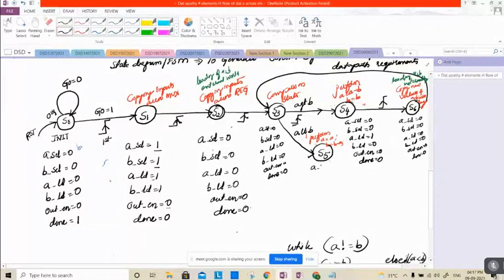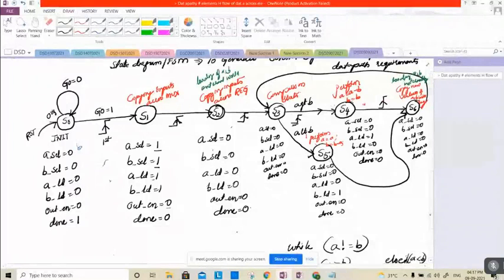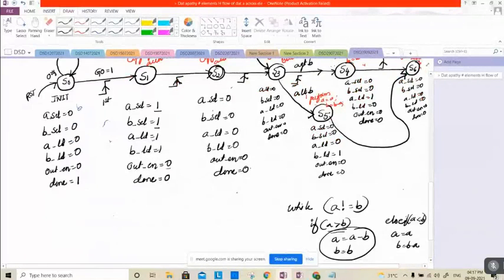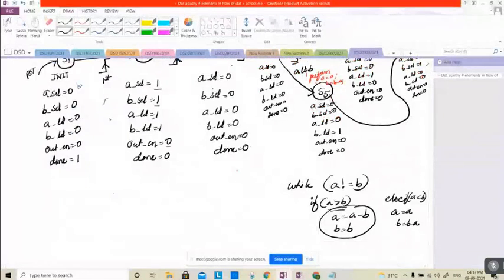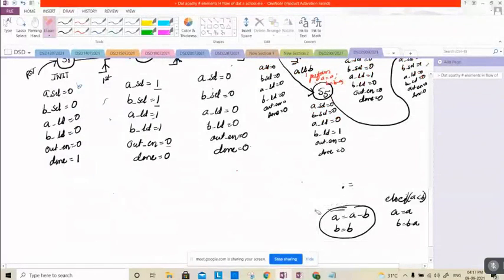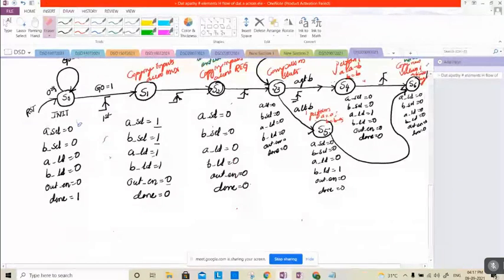Fine. So A selection will be equal to 0, B selection will be equal to 0, A load value is equal to 0, the previous value, B load, the new value, B load is equal to 1, out enable is equal to 0, done is equal to 0. Now from here we will be moving on to S6 again. Then the other condition which is remaining is, if A equal to B.